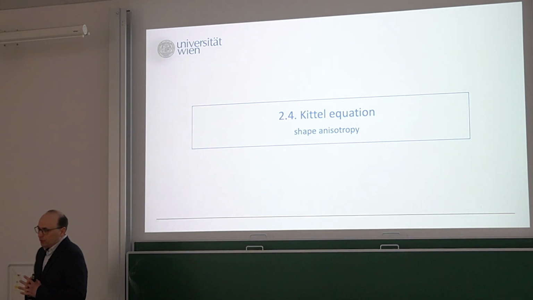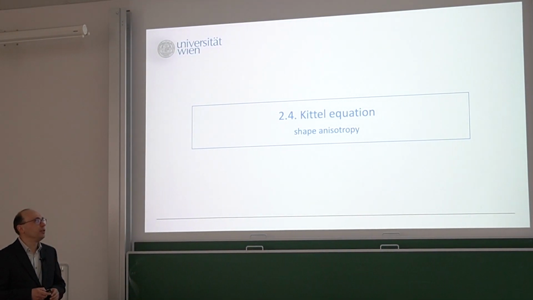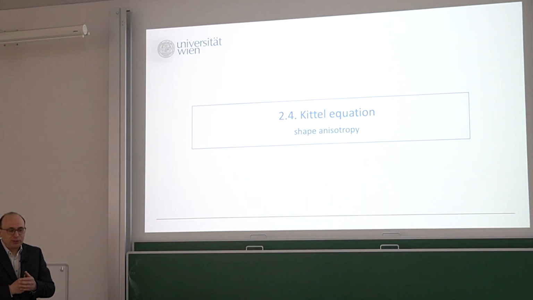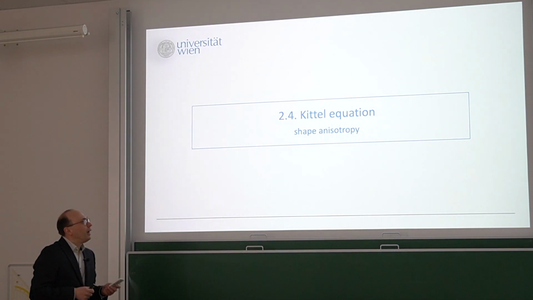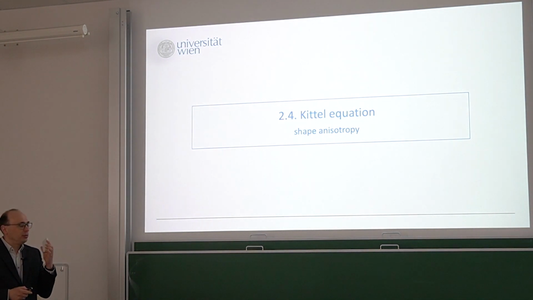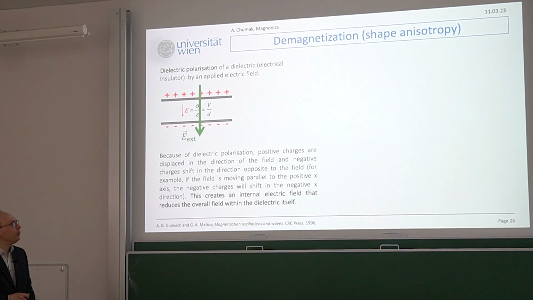Why? Because in what we discussed before, there was principally no coordinate. We assumed that our material is infinite in space. It was logical to start with it, but when you want to perform an experiment, you need a sample in some form. And if you want to come to the real size of a real sample, you need to take into account so-called shape anisotropy, or demagnetization.